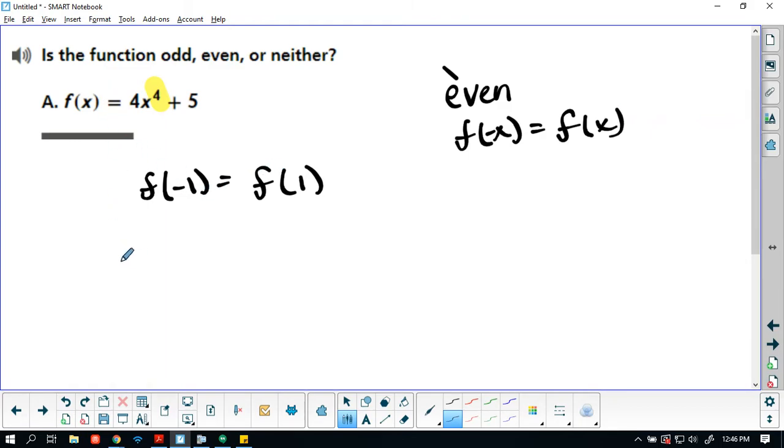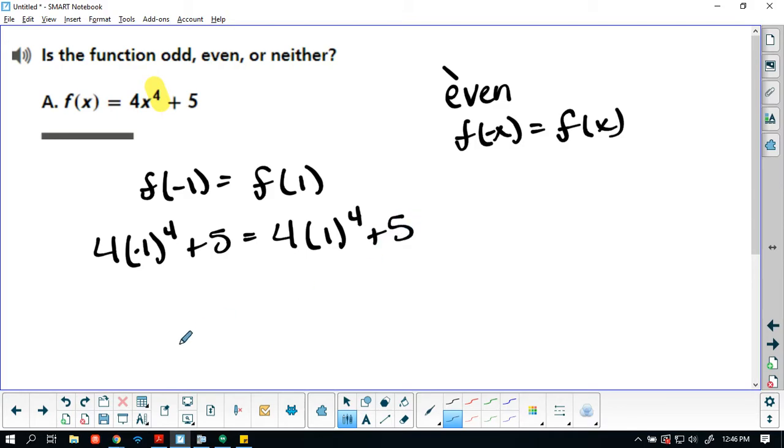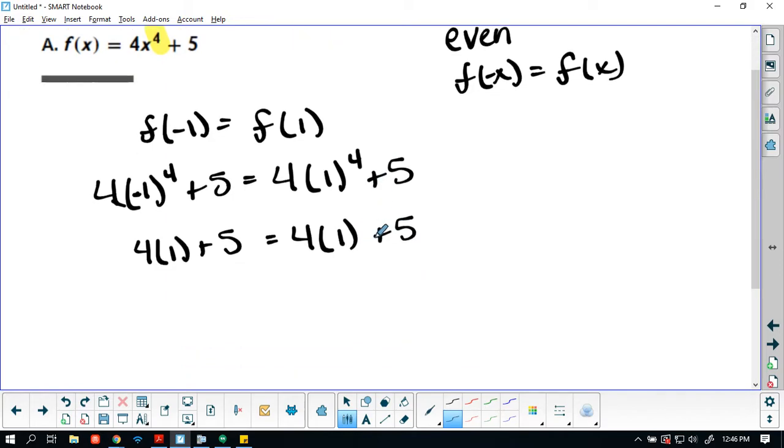All right, so I'm going to see if 4 times -1 to the 4th plus 5 equals 4 times 1 to the 4th plus 5. Well, when I do a negative times a negative times a negative times a negative, that will give me a positive. So that'll be 4 times 1 plus 5 equals 4 times 1 plus 5, because 1 to the 4th is 1. So we get 9 equals 9. So it appears that this is an even function.